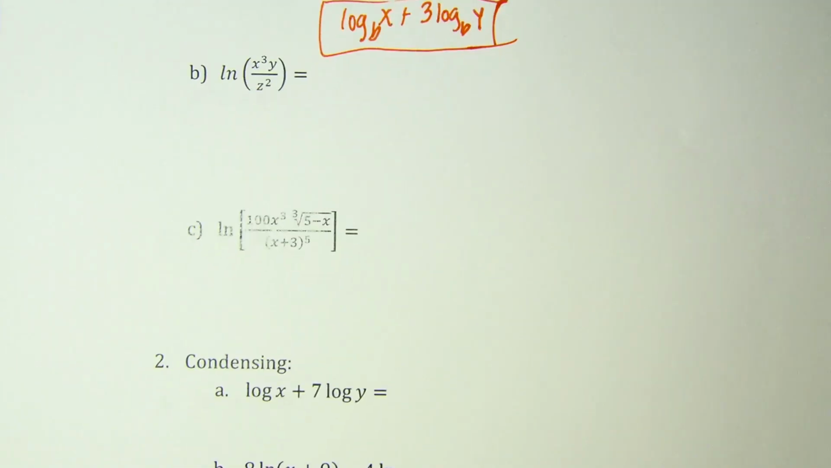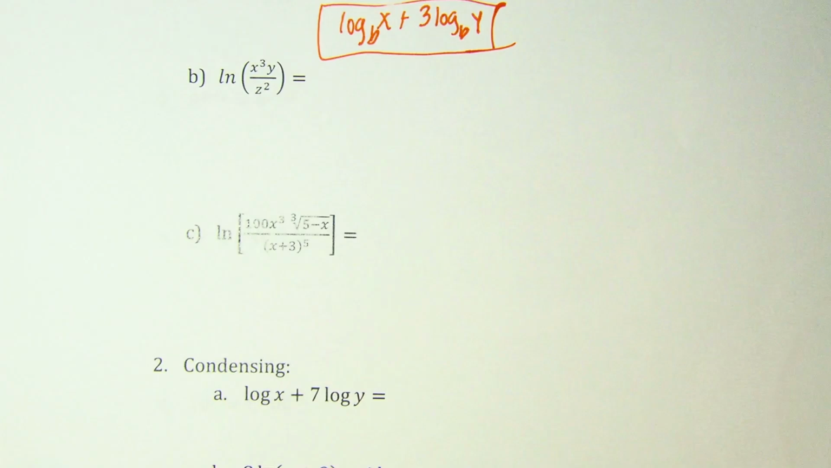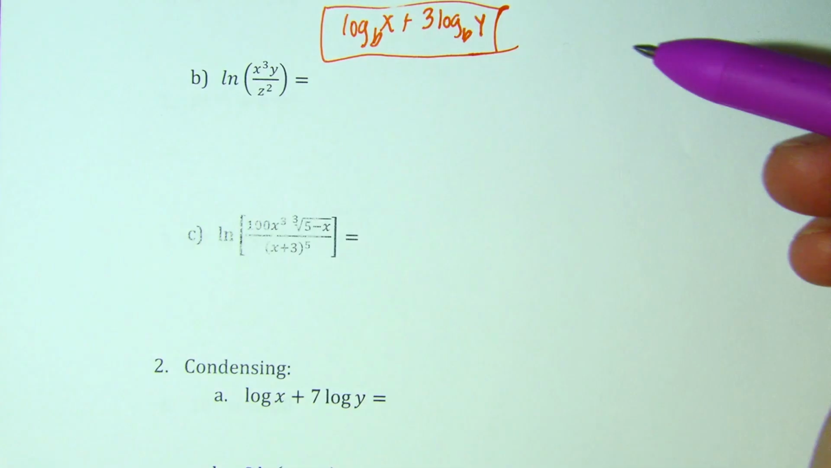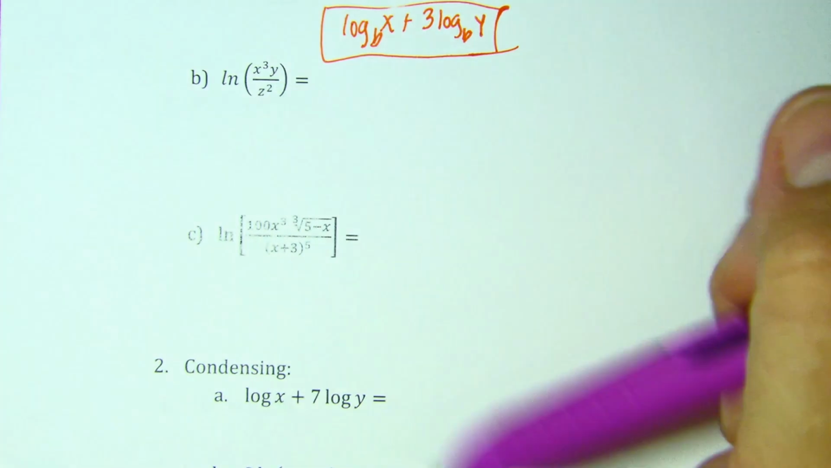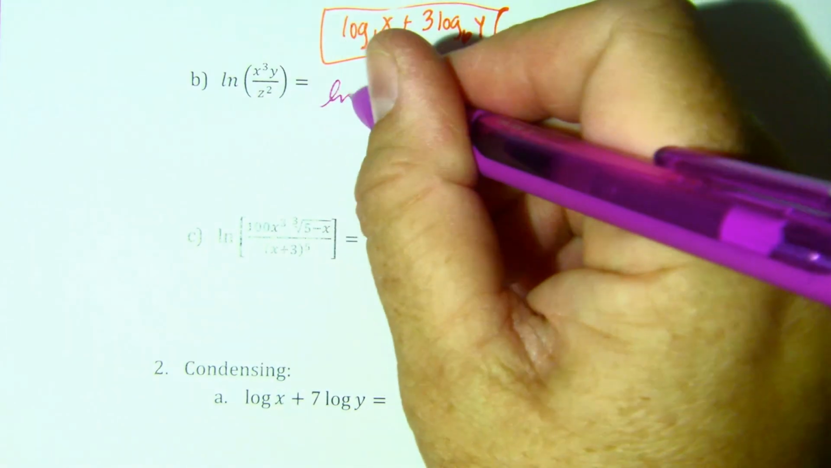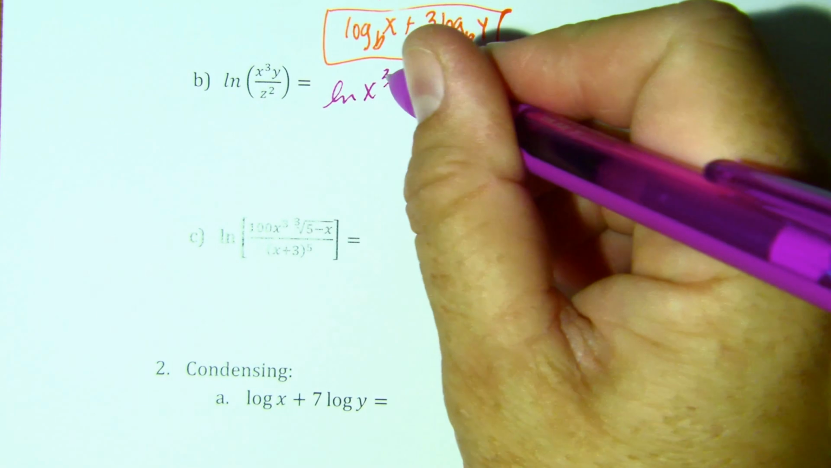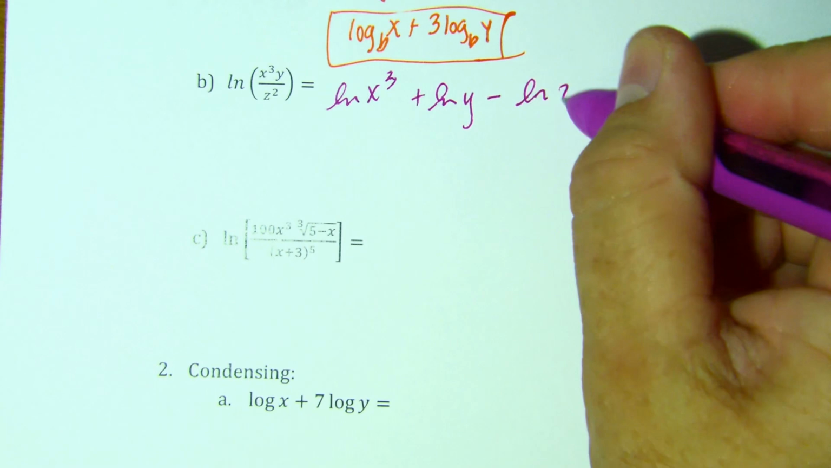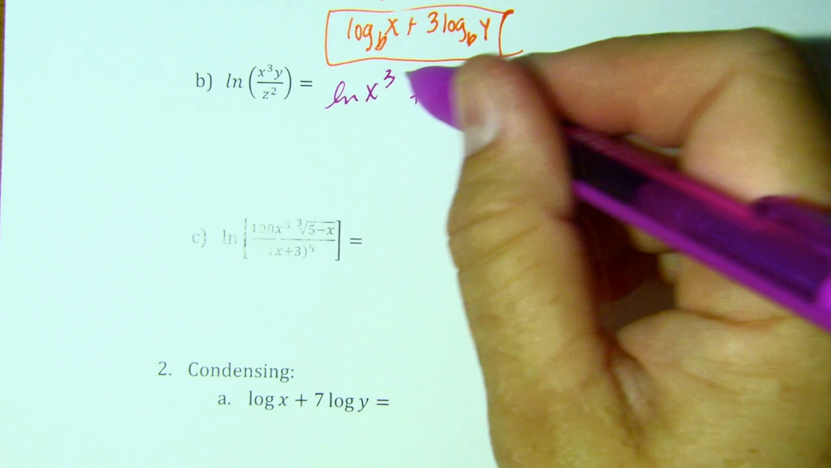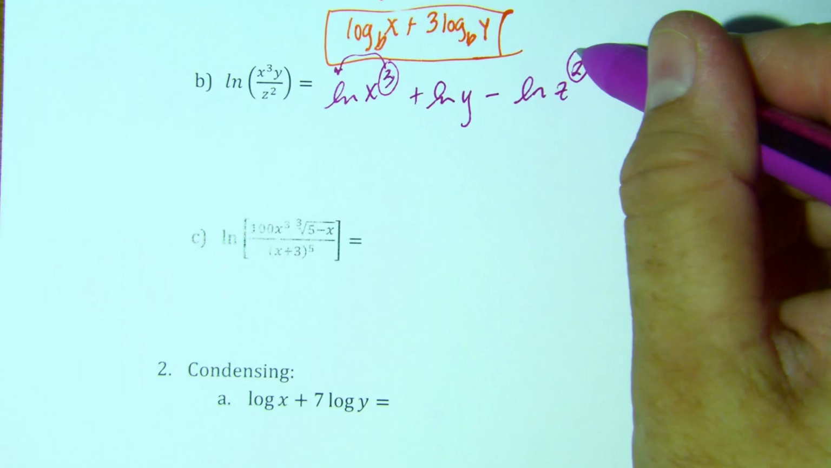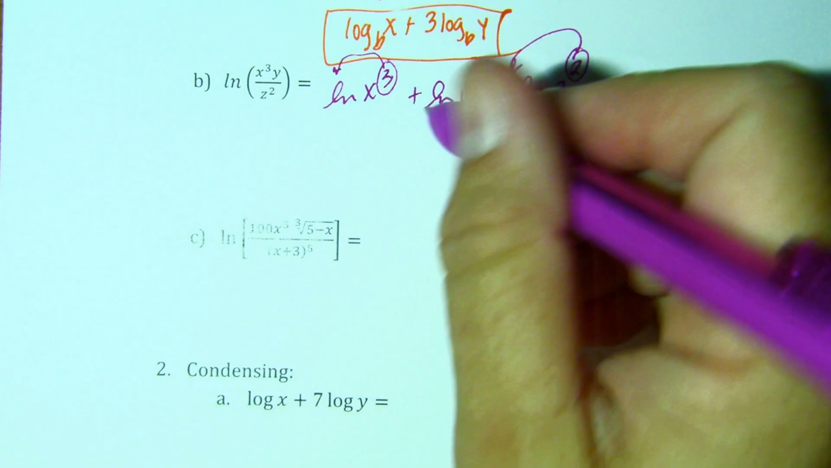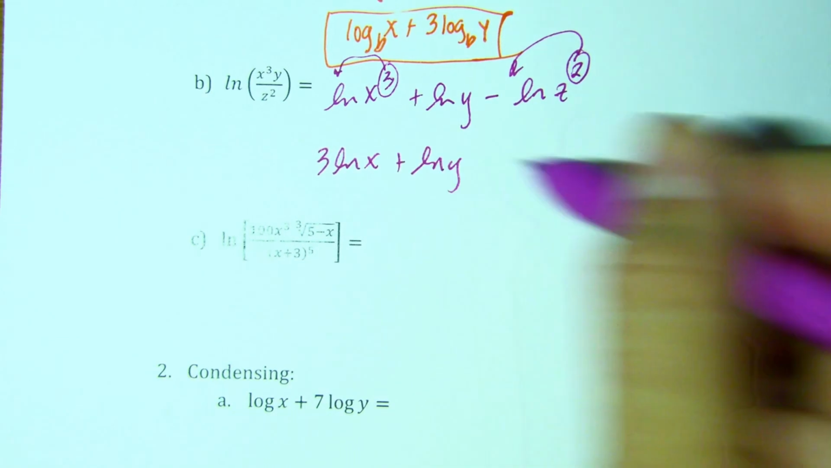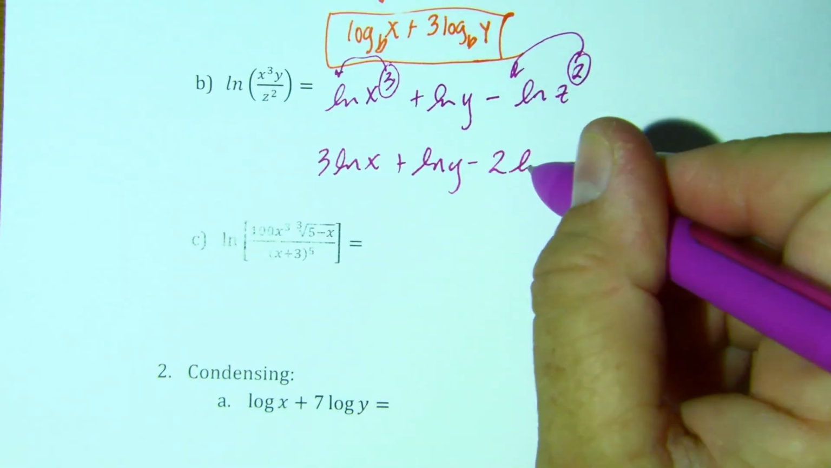The next example here, we have natural logarithms, and these rules work with natural logarithms as well. So I have x cubed and y on top. Those will be expanded using addition, and then anything on the bottom with subtraction. So natural log of x cubed plus the natural log of y minus the natural log of z squared. And those exponents can move out front. So 3 natural log of x plus natural log of y minus 2 natural log of z.